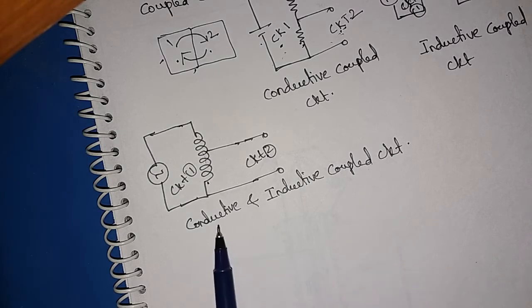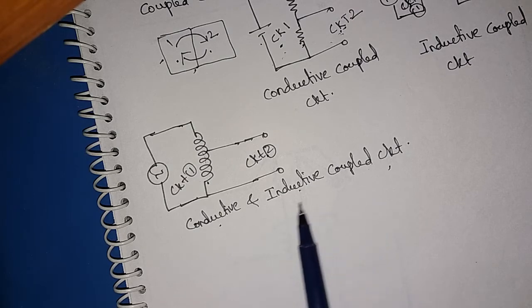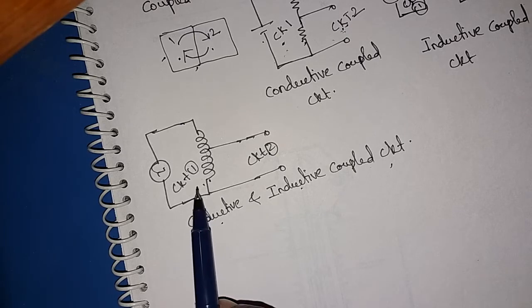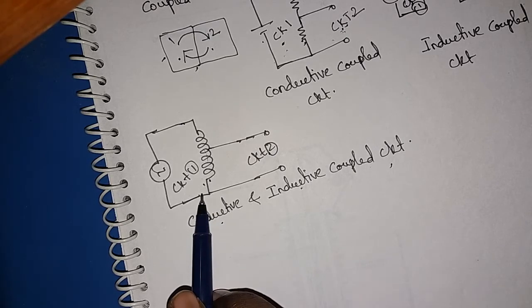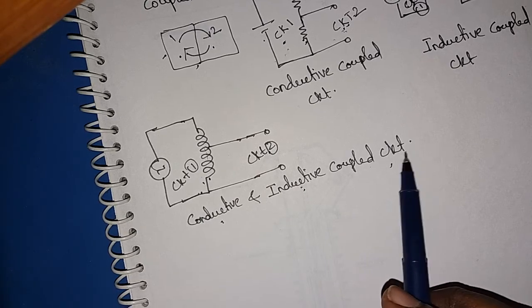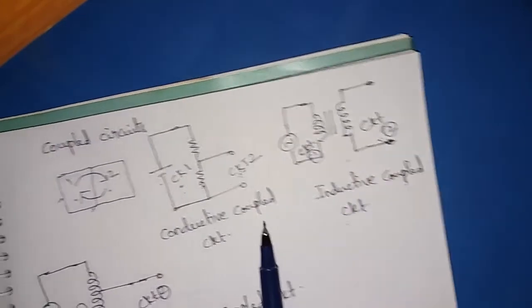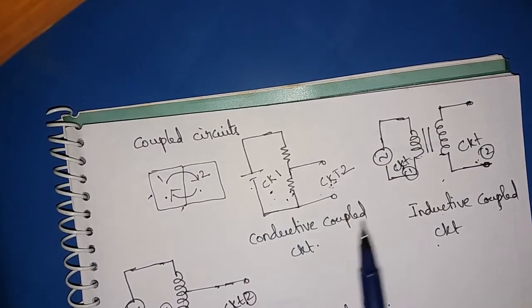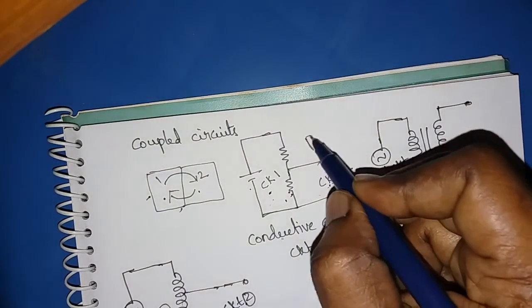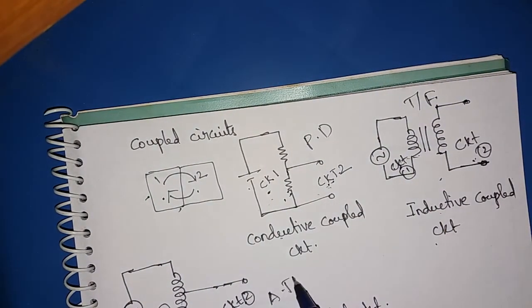So, conductive and inductive coupled circuit. This circuit is also called an auto transformer. The auto transformer is a conductive and inductive coupled circuit, the transformer is an inductive coupled circuit, and this is called a potential divider. The potential divider is a conductive coupled circuit. Potential divider, transformer, auto transformer.